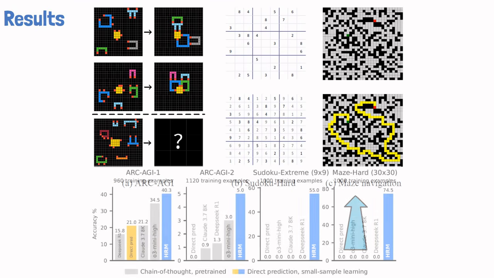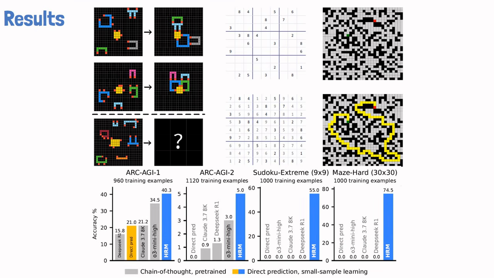Now let's take a look at the following comparison table. Trained on only 1,000 training examples and with just 27 million parameters, the hierarchical reasoning model outperforms top reasoning models like DeepSeek R1, Claude 3.7, and O3 Mini High across these benchmarks. With that potential in mind, we are now ready to break down how this model works.